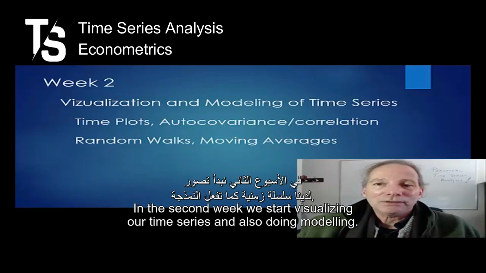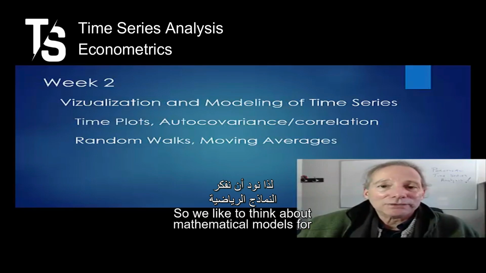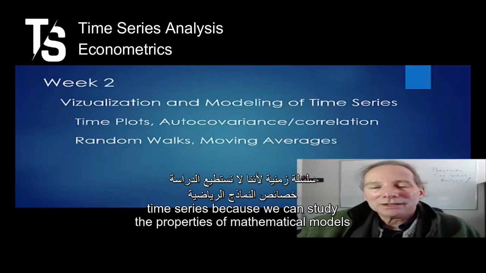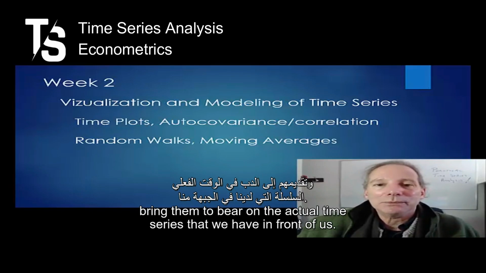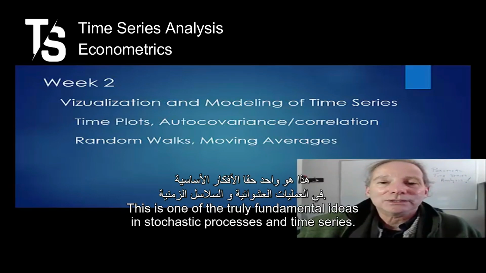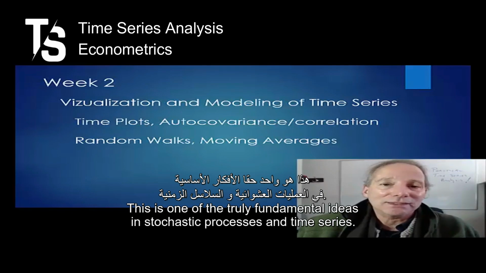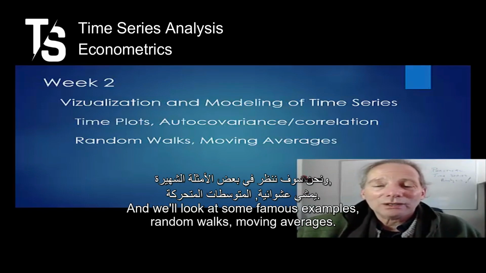In the second week, we start visualizing our time series and also doing modeling. So we like to think about mathematical models for time series, because we can study the properties of a mathematical model in a very nice and general way, and then take our insights and bring them to bear on the actual time series that we have in front of us. We'll deal with autocorrelation and autocovariance. This is one of the truly fundamental ideas in stochastic processes and time series. And we'll look at some famous examples: random walks, moving averages.